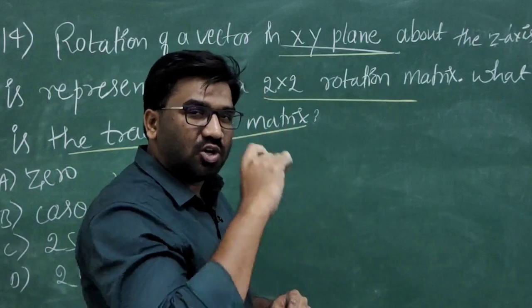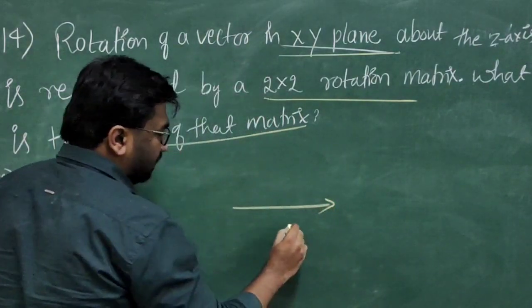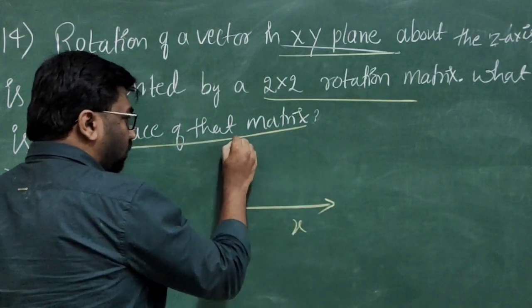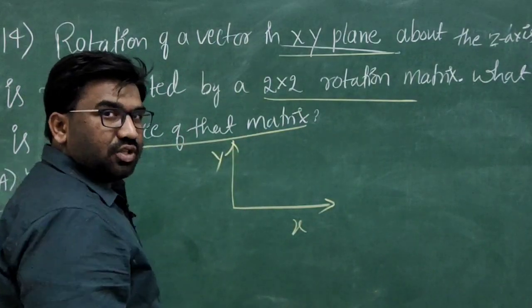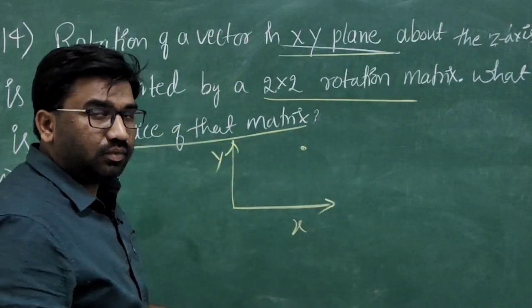That means the z-axis is constant. So let us consider the x and y axes. So this is the old coordinate. In this old coordinate there is a particle.